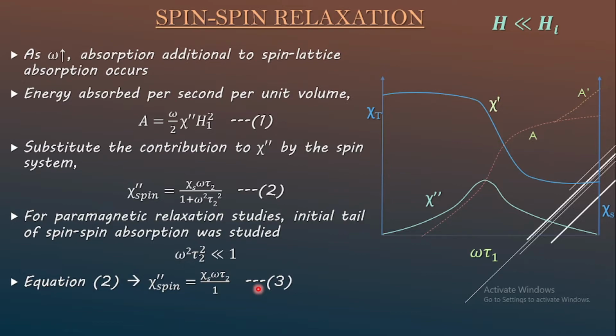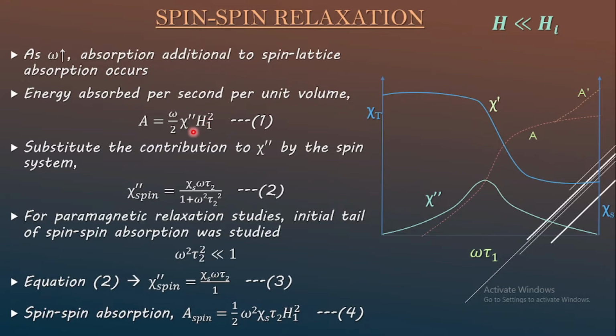And thus our spin-spin absorption is given as A spin or A prime, however it is okay for you, equal to 1 by 2 omega as it is. Instead of chi double prime, we are substituting chi s omega tau 2. So omega into omega will become omega square, into h1 square as it is. So we have just substituted the value of chi double prime in equation number 1, so that we get the spin-spin absorption, which we have called equation number 4.